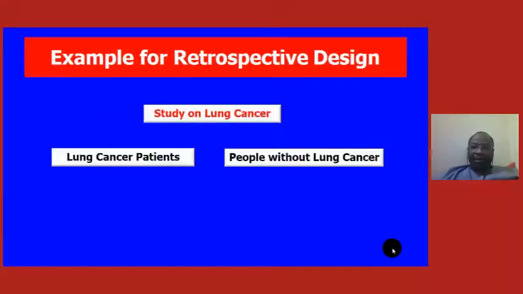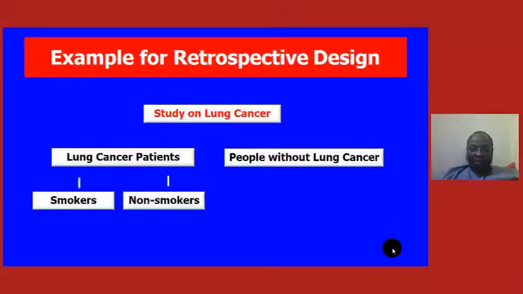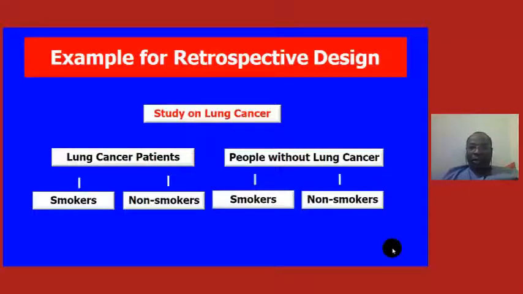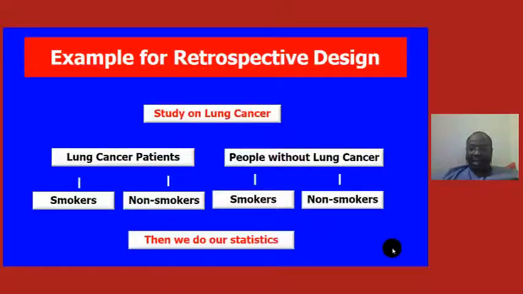An example: if we are studying the relationship between smoking and lung cancer, we take two groups, lung cancer patients and people without lung cancer, and these actually are the outcome groups. Then we dig into the history and see the history of smoking in the two groups. After that, we do our statistical analysis.